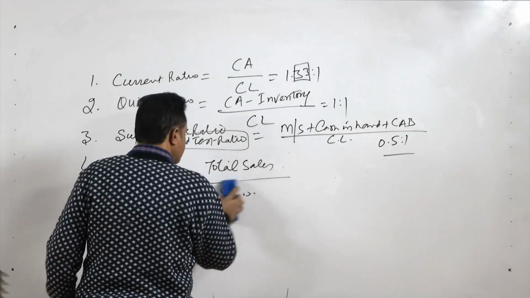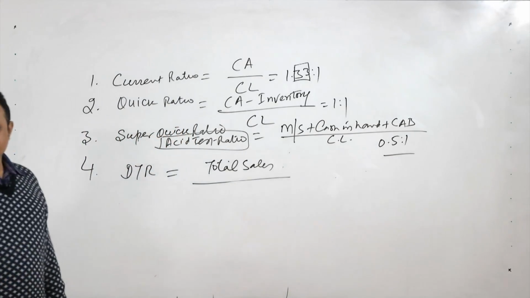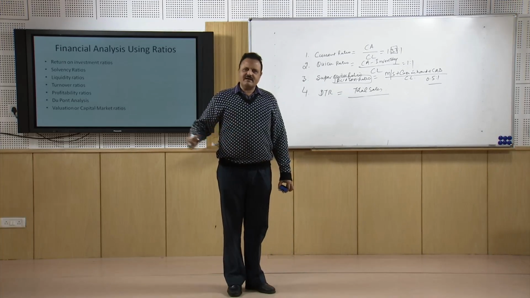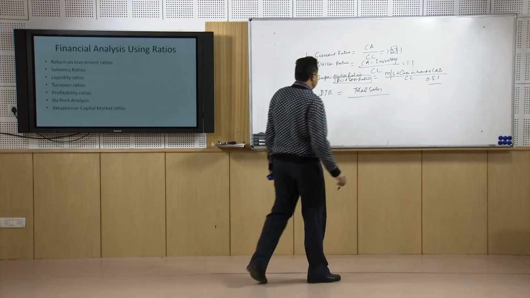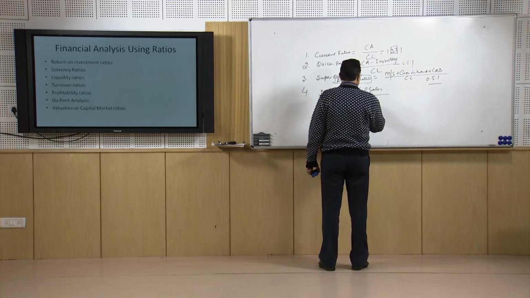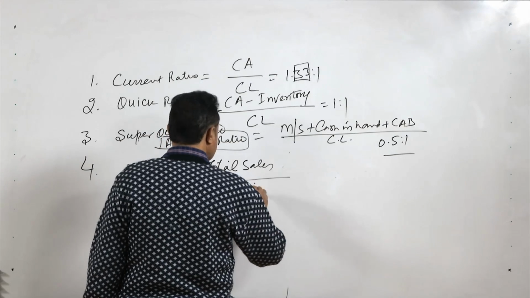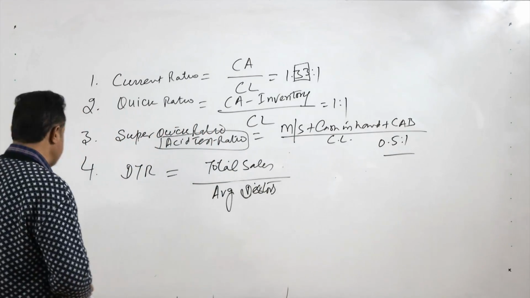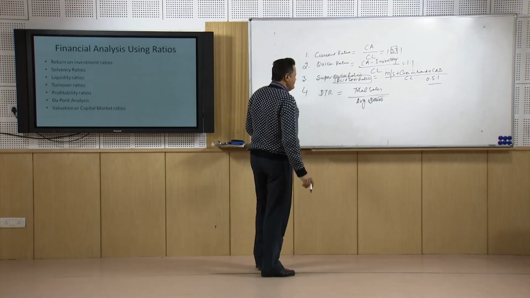If we do not have the credit sales figure, it means total sales, divided by, we do not take the closing sundry debtors. It is always better if you have the average sundry debtors, that is the opening balance of sundry debtors when you started the business and the closing balance when you are preparing the balance sheet. So if you divide the total sales by average debtors, it will give us the debtors turnover ratio.